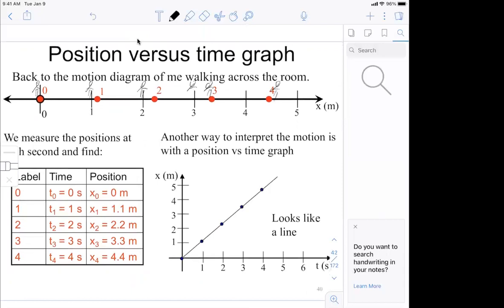And you can also plot all of this on a graph. So at 1 second, I'm at 1.1 meters. At 2 seconds, you measured that I'm at 2.2 meters. And at 3 seconds, I'm at 3.3 meters, and so on.